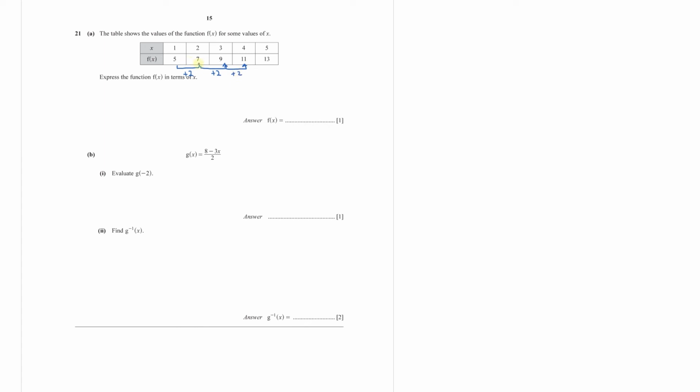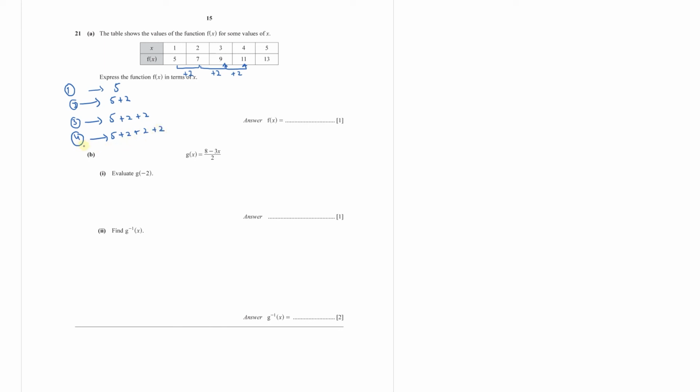So 5 plus 2 is 7, 7 plus 2 is 9. So if you start writing the terms of the sequence here, the first term, let me represent it by 1, is 5. The second term here is 5 plus 2, which is 7. And the third term here is 5 plus 2 plus 2, which is 9. And the fourth term here is 5 plus 2 plus 2 plus 2.